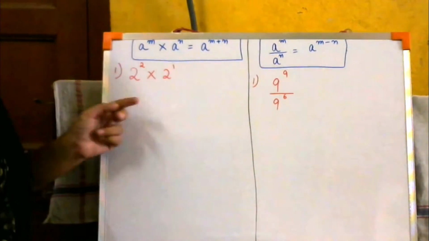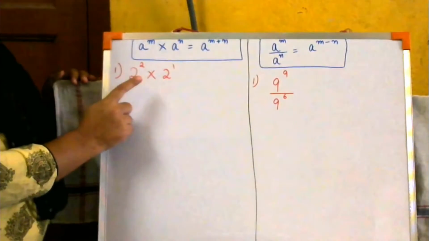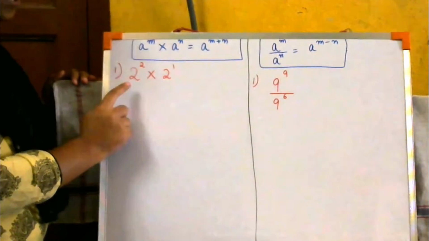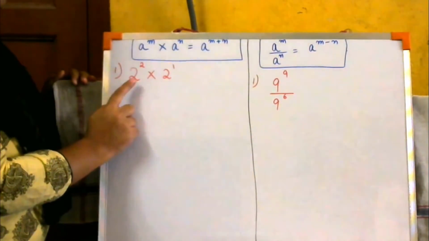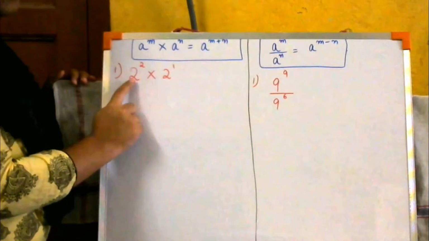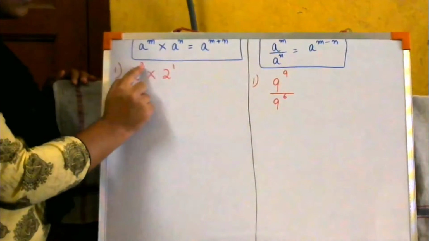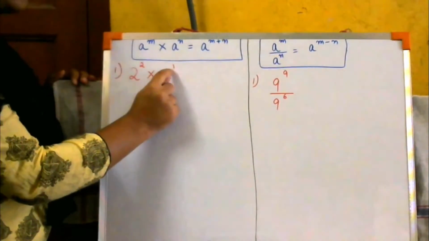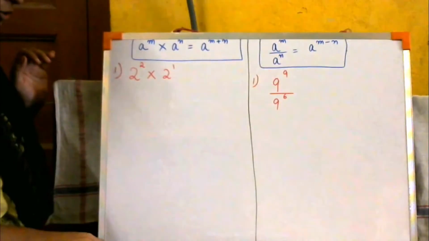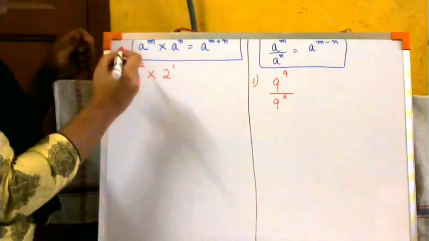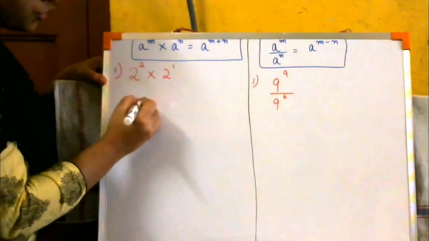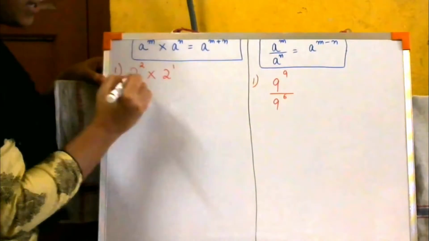See over here, 2 to the power 2 into 2 to the power 1. Can you see my bases are same? Both the bases are 2. My bases should be equal, 2 into 2. Powers are different. Here it is 2, here it is 1. So how are you going to do it? Let us just apply the formula. So 2 to the power 2 plus 1.